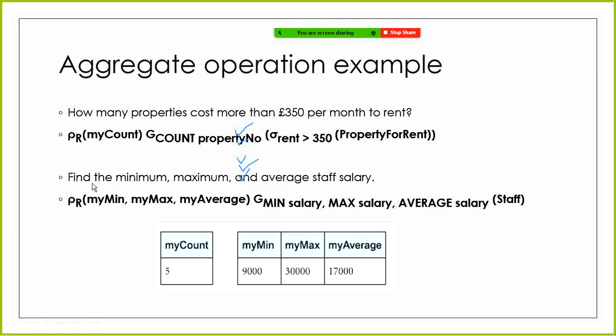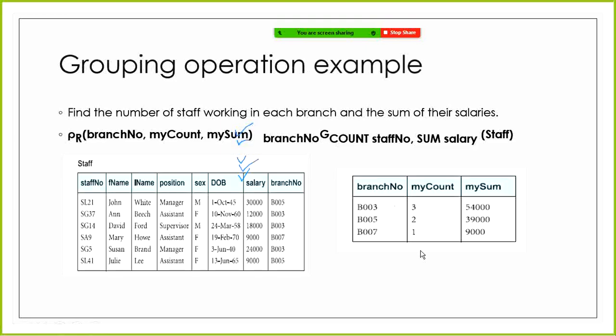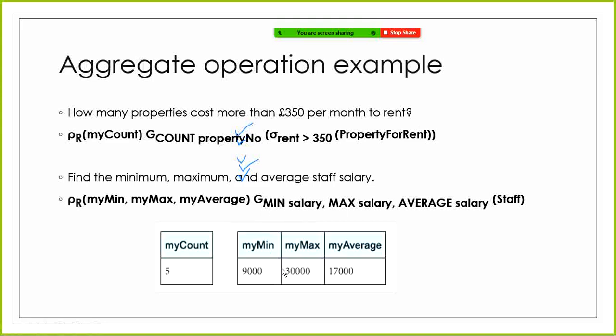Next we have find the minimum, maximum and average of staff salary. From the salary column of table staff, we have to find the minimum, maximum and average value. So here we have this staff table. This is the salary column. If you see, the minimum value we have is 9,000 and the maximum value is 30,000, and then we find the average.